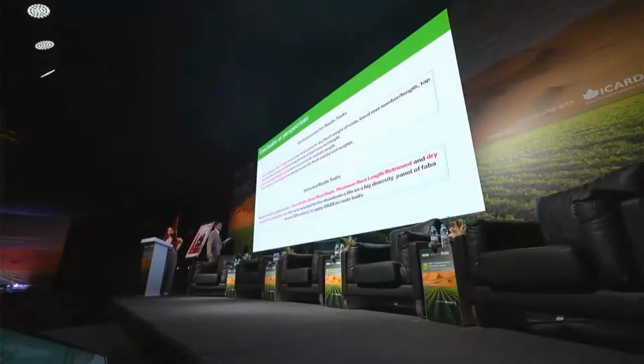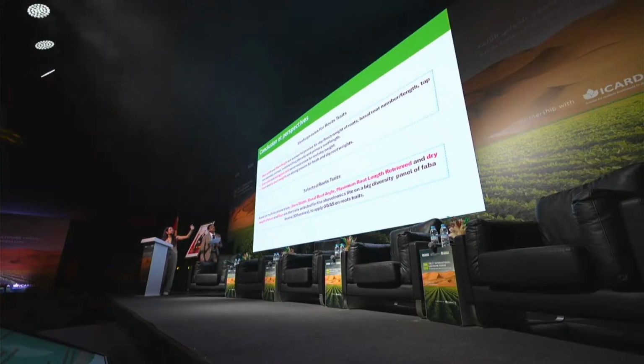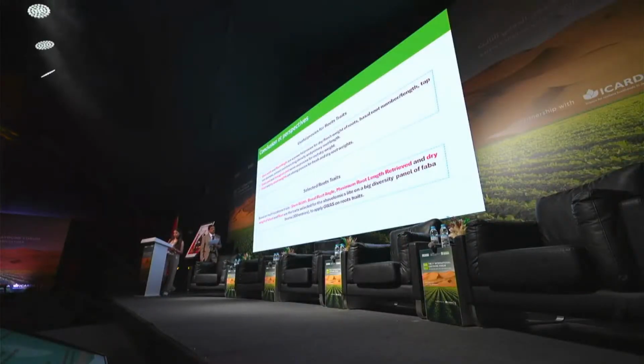So as a conclusion, here we have the useful proxies that we selected, and the selected root traits that we can apply in a GWAS study are stem width, basal root width, basal root angle, maximum root length, and dry weight of shoot and root, to apply GWAS in a large diversity panel of 300 trees. Thank you.